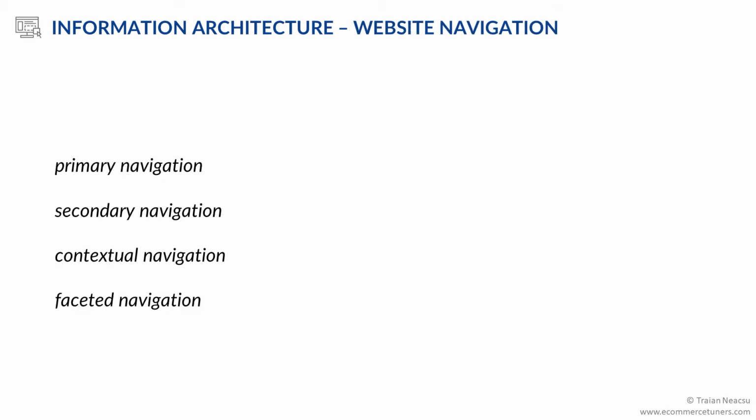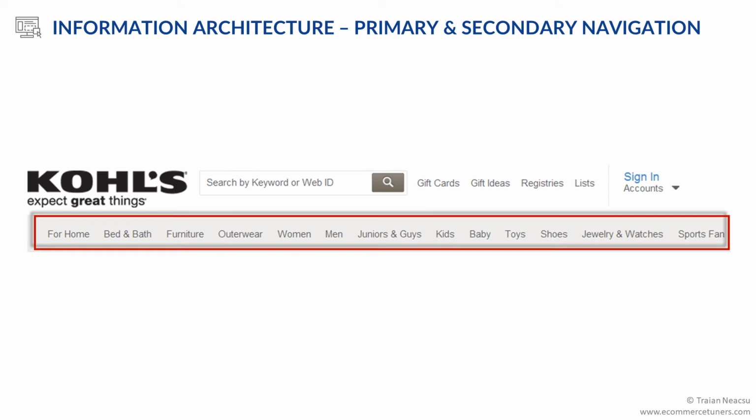All e-commerce websites will have a primary navigation, which is also known as global navigation or main navigation, will have a secondary navigation, which is also known as local navigation, and will have some contextual navigation. Another form of navigation specific to complex websites is faceted navigation. Let's talk about primary and secondary navigation.